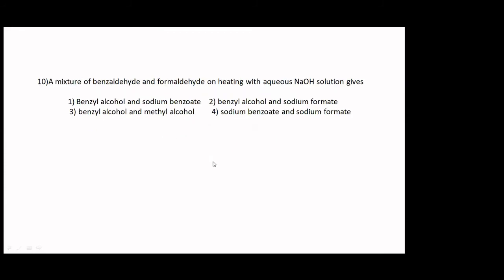10th question. A mixture of benzaldehyde and formaldehyde on heating with aqueous NaOH solution gives: option second, benzyl alcohol and sodium formate. Why? What is the reason for that? In fact, in NEET, the reason is asked, I mean, questions are based on the reason. It is an example of the Cannizzaro reaction. That's correct.